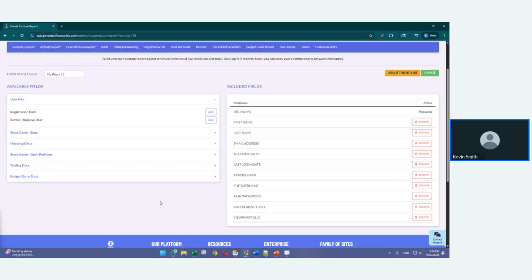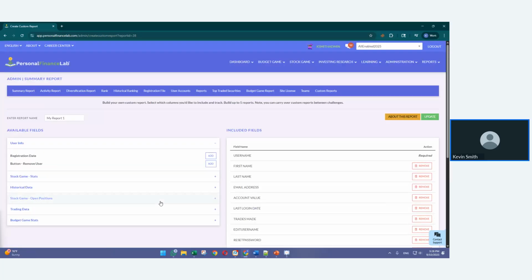You have a 360-degree view of what your students are doing, and you have lots of tools and buttons and levers you can use to adjust things if you so choose.